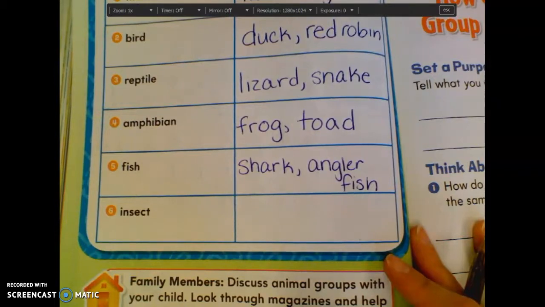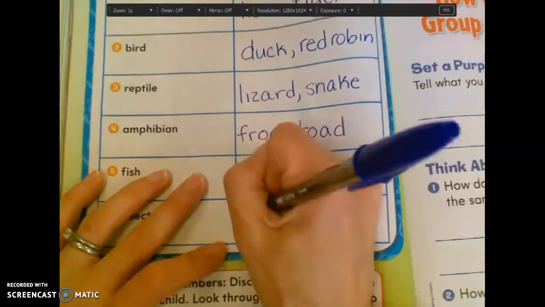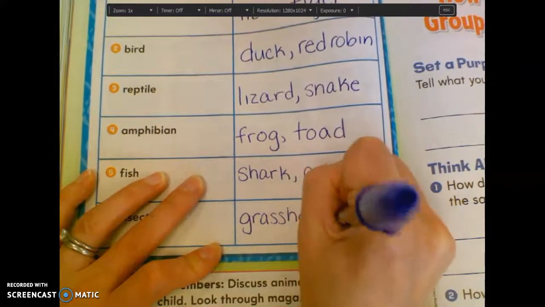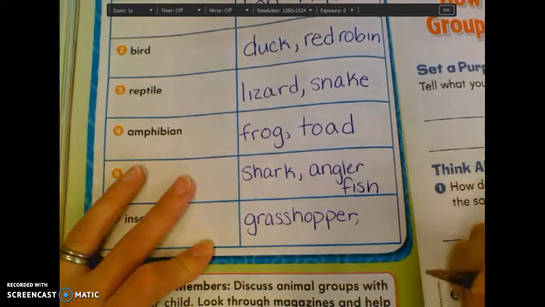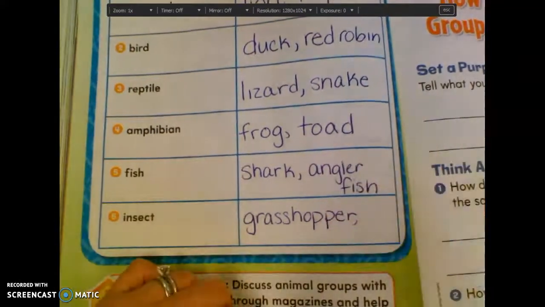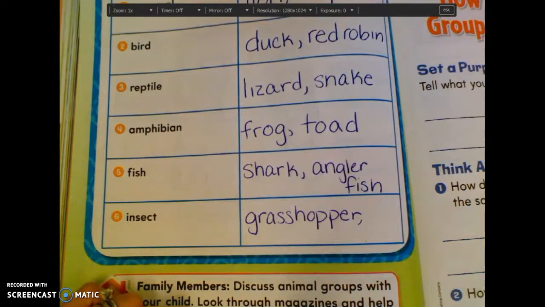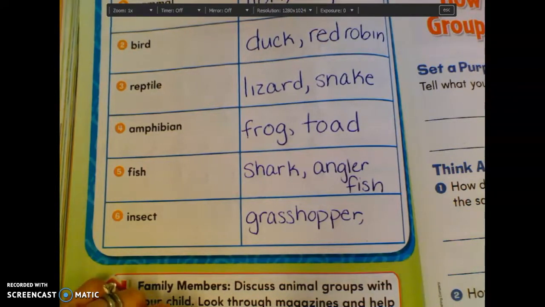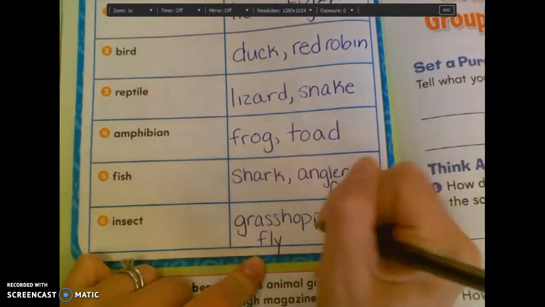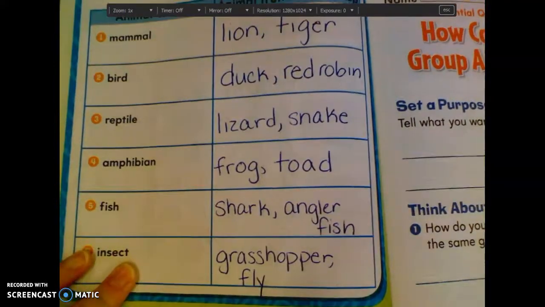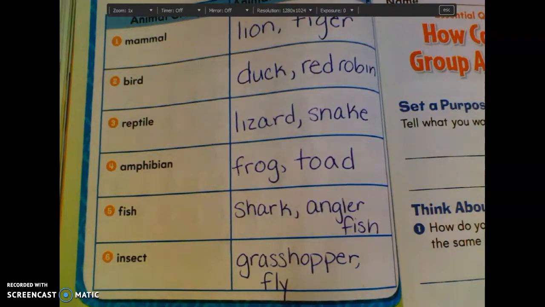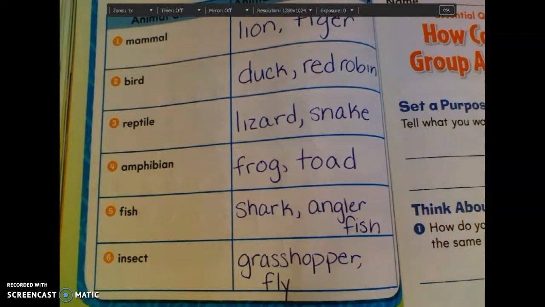What about an insect? What do we draw or write for insect? Owen? Grasshopper. Good. What's another thing, Kaden? Spider. No, spider's not an insect. Remember? What else? Miles? A fly, yeah, you could say a fly, or a ladybug, or an ant. Okay. Yeah, remember, spiders have 8 legs, and insects have 6. They have a hard body, so spiders are not insects.